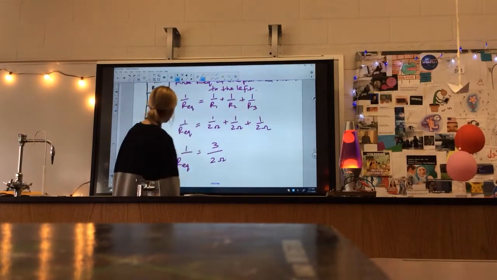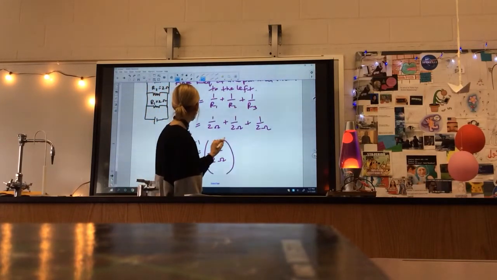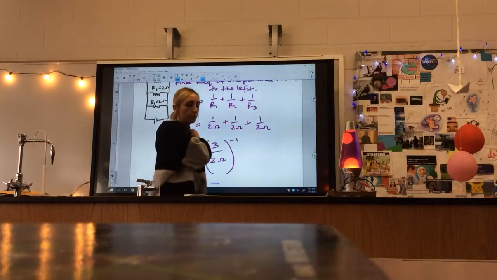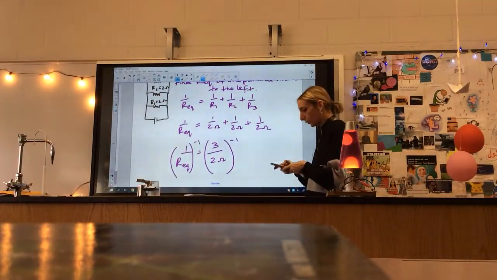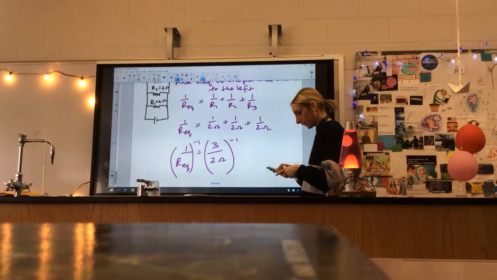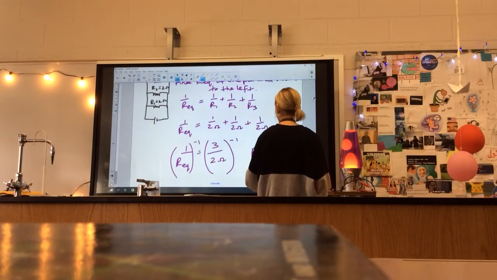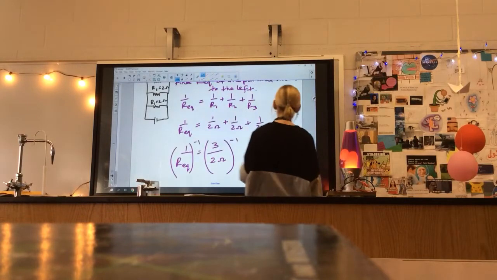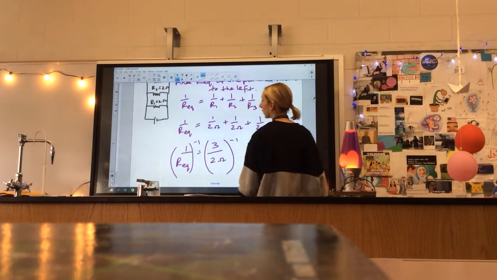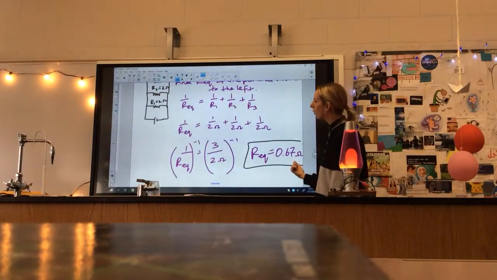So now all we need to do is take the inverse of this value. So let's do that. So 3 over 2 to the -1. And you get 0.67. So REQ is equal to 0.67 ohms. So the total resistance of the circuit that I drew right over here is 0.67 ohms.